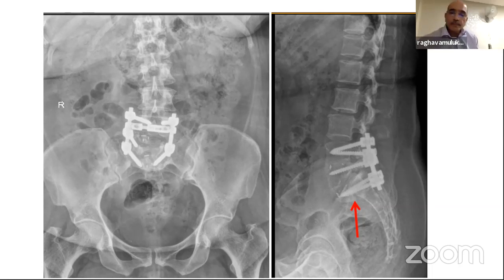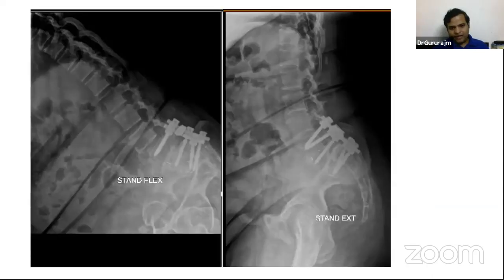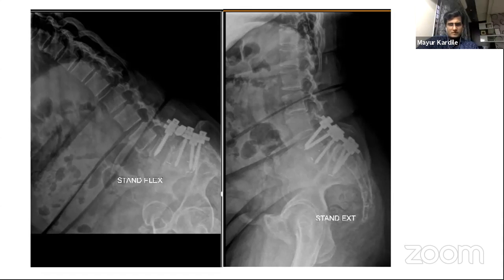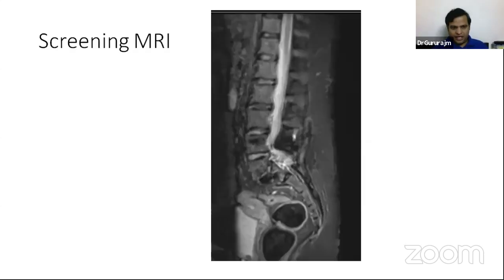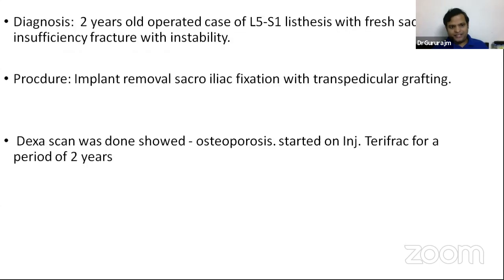So these are her flexion-extension X-rays. You can see that the fragment is moving, the sacral promontory fragment. And there's already a listhesis over here at L5-S1, and the L5 listhesis has progressed. Basically, there is a fusion between the L5 end plate and that fractured promontory, and L5 is moving along with the cage and this fractured fragment. So that was the situation. This is the MRI. At that time there was no sign of infection.